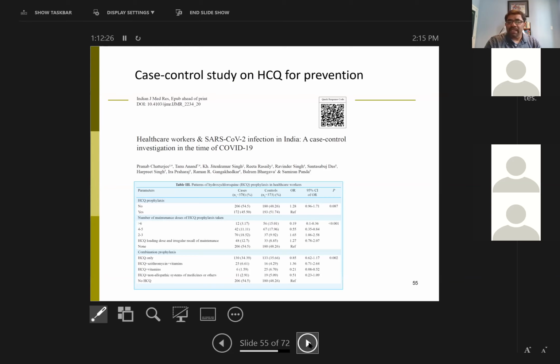Here is an example of a case control study on hydroxychloroquine for prevention of COVID-19. This is from India. So they had a whole bunch of healthcare workers. Some of them had taken hydroxychloroquine, others had not. So nothing was randomly allocated. So they found patients who ended up with COVID. Then they took healthcare workers who did not have COVID, and then they asked who was on hydroxychloroquine in each of the 2 groups. And that's how they compute an odds ratio to look at the association between COVID and hydroxychloroquine.